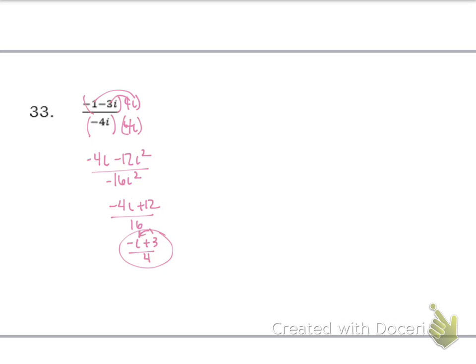Okay, and you could have these flip-flopped on the top. That's fine. It means the same thing. So you could have 3 minus i over 4.